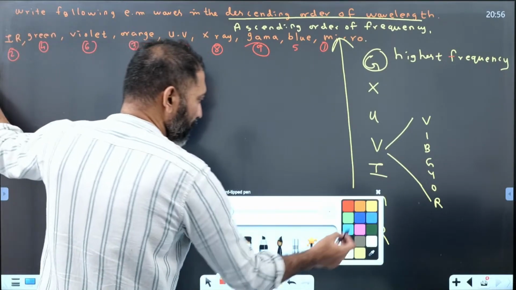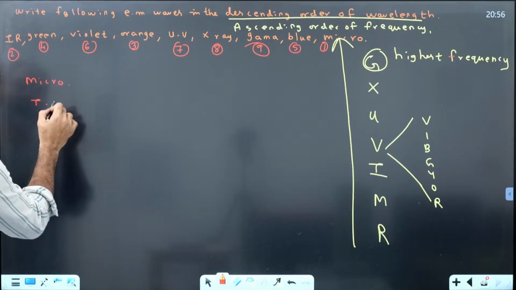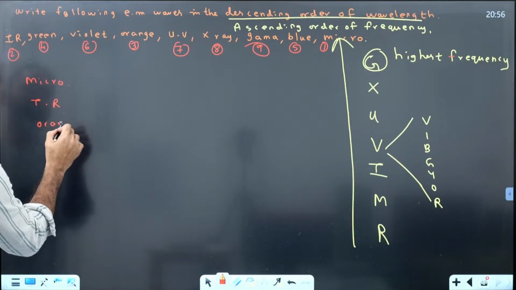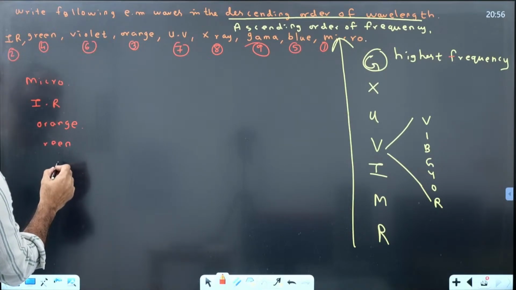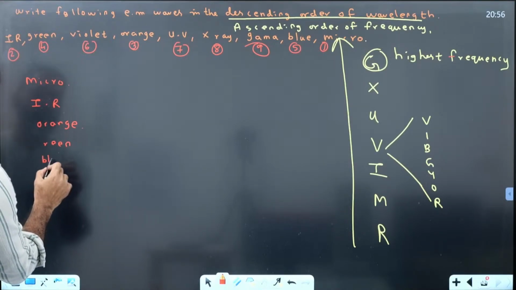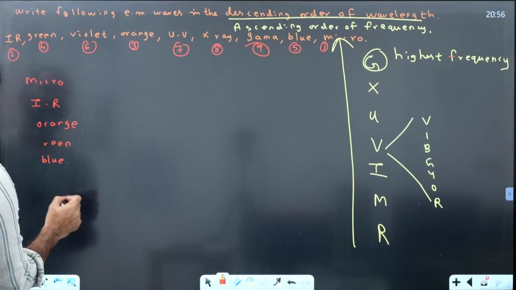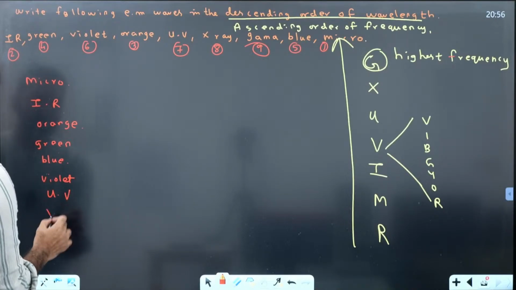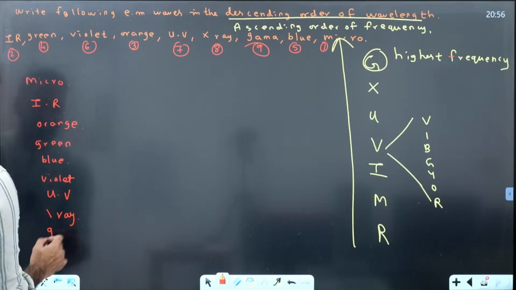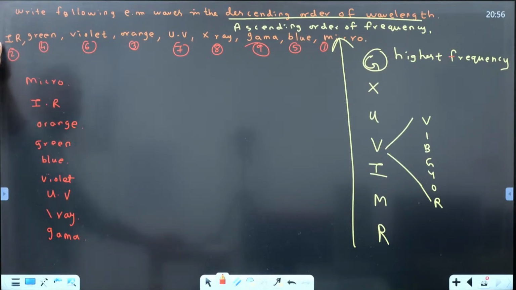Okay, I will write in the correct order so that it will be helpful for you. Micro. Then second one is infrared. Third one is orange. Fourth one is green. Fifth one, blue. Sixth one, violet. Seventh one, UV. Eighth one, X-ray. Ninth one, gamma. Did everyone get it?